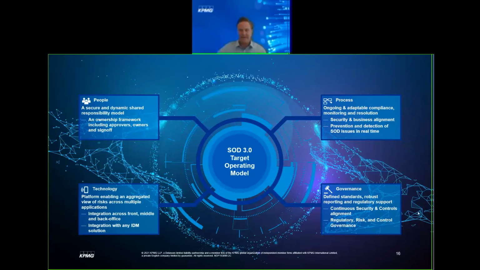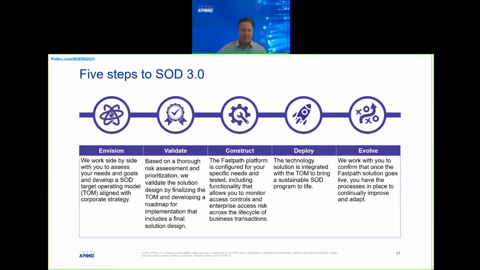We'll go on to the next slide here. So we have 5 steps, and I apologize, I'm trying to speed up through this. We have quite a robust deck, but we've worked with a lot of the individuals on the call before, and a lot of us might recognize this as our powered enterprise solution for SOD. So we talk about the 5 phases: envision, validate, construct, deploy, and evolve. In order to effectively implement the SOD 3.0 framework, we've broken this down into 5 steps. We're going to use the example here where it's tailored to FastPath to achieve the efficient target operating model.